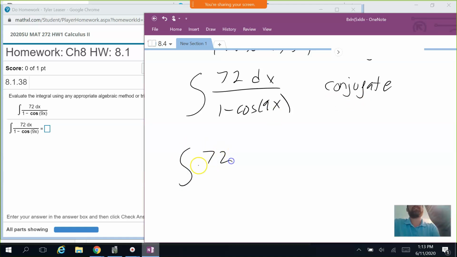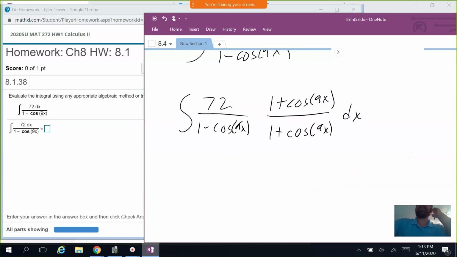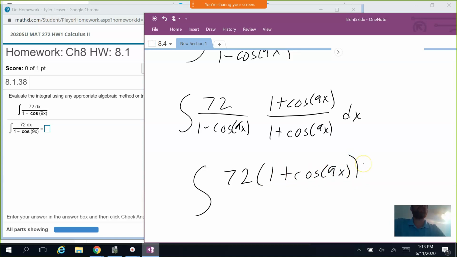So I'm going to take that 72 over 1 minus cosine 9x and multiply the top and bottom by 1 plus cosine 9x. That's all a conjugate is: you just change the sign in the middle of a binomial like that. So now I'm multiplying everything out. This is still an integral. The top, there's not really much I can do. It's still 72 times 1 plus cosine 9x. I guess we could have distributed the 72, but I would probably just pull that out of the integral before distributing.